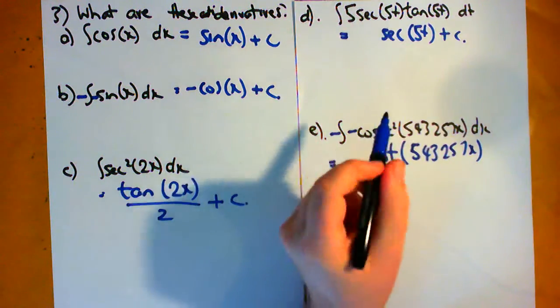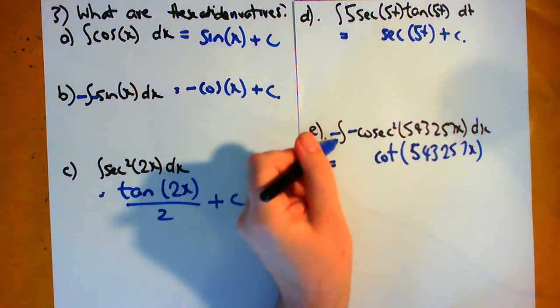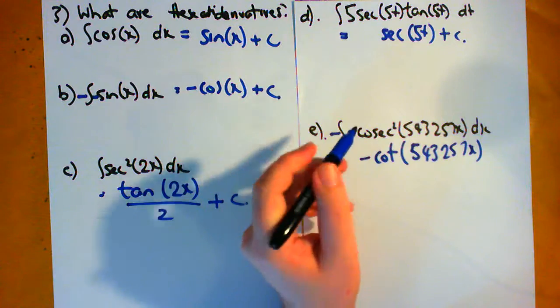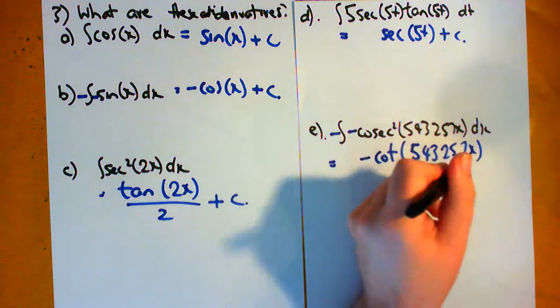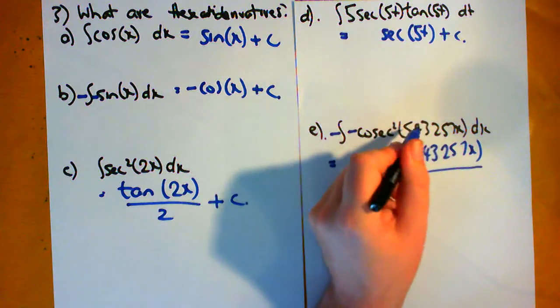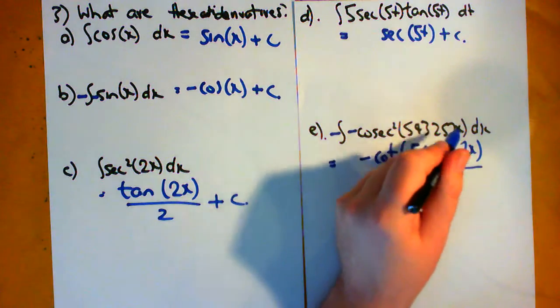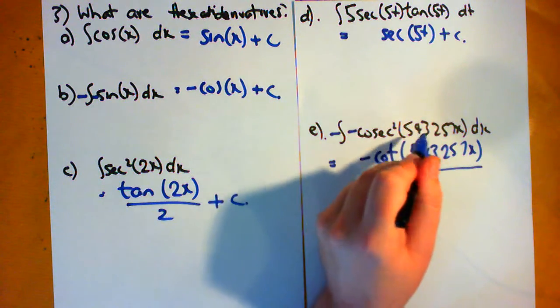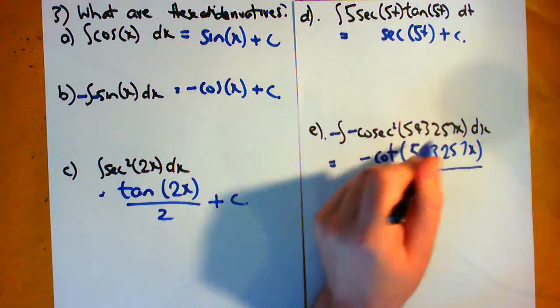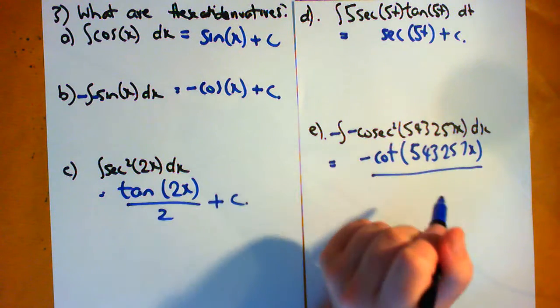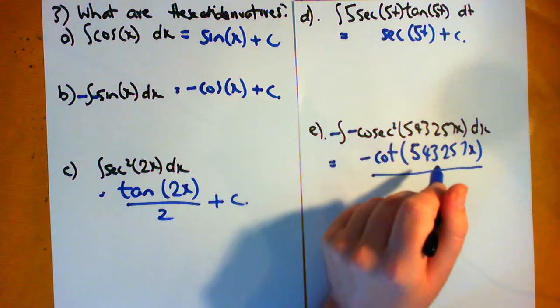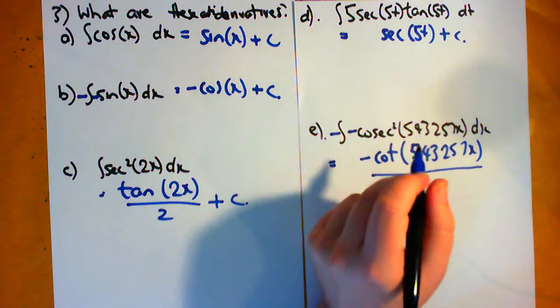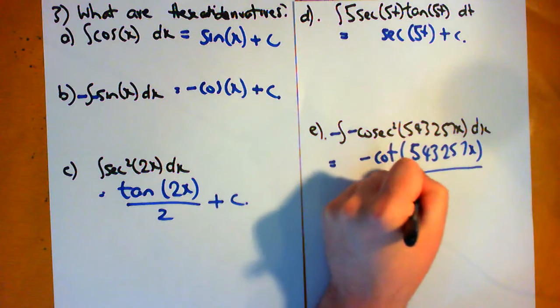543,257 times x. And we've got this first negative that's outside the integral sign, out the front. And we need to divide by 543,257 for the same reason, that the chain rule would bring out that factor if we were differentiating. But we are integrating, so we need to divide by that number.